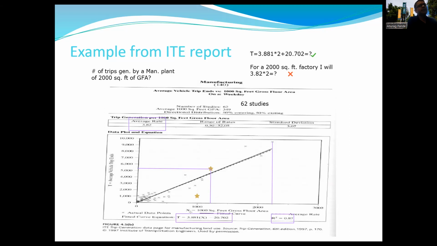For the purposes of this class, all the problems you're going to solve are going to be in that same range. The other thing I want to point out is to look at that equation carefully. Sometimes there are logs in these equations as well. Sometimes the fitted curve equation might be a log equation. So whatever is in the equation, just make sure that you apply it carefully.